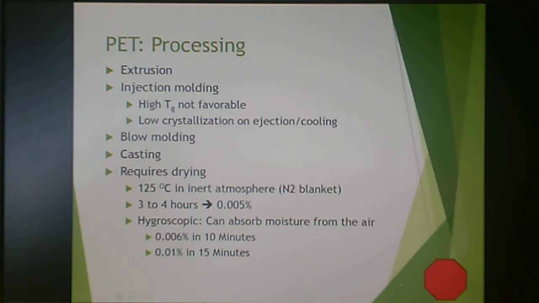So this is my little stop sign, and this is where I'm going to stop video number 1 for polyesters, and we will pick this up again in the second video for polyesters.